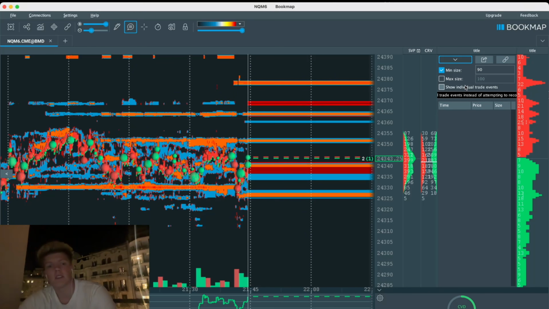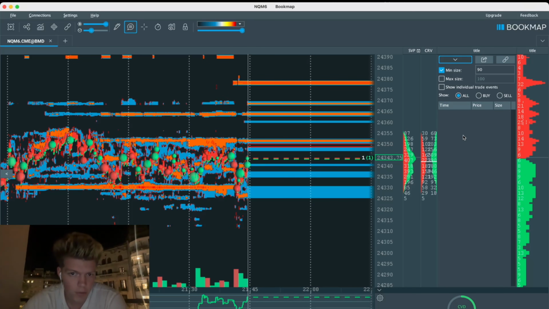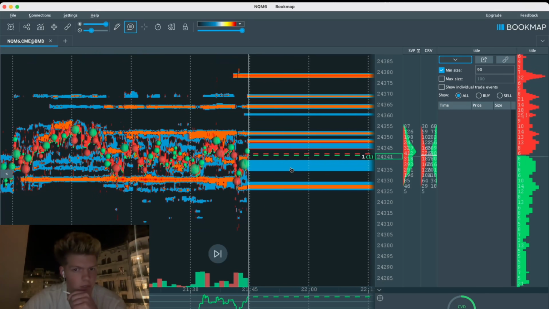That shows you basically the orders that come in. So if someone puts in a buy order for 90 mini contracts, just like a large whale order, it will show me where and when they bought that. And I can kind of trade based off of that, which can be useful sometimes.